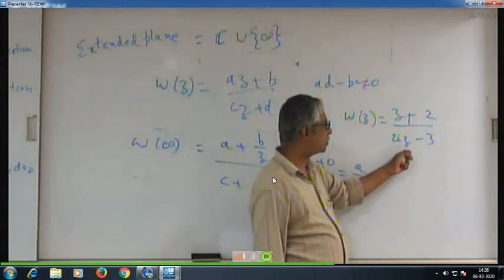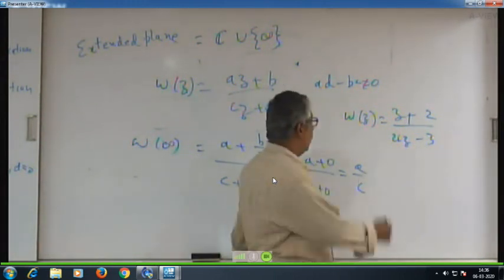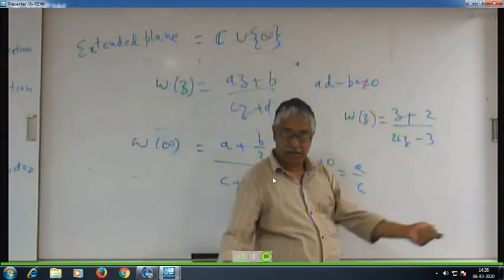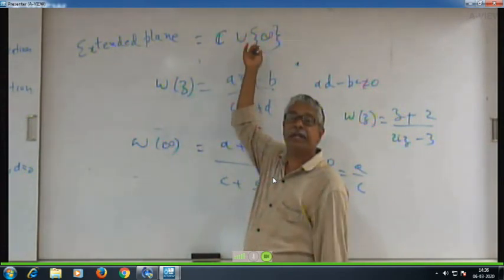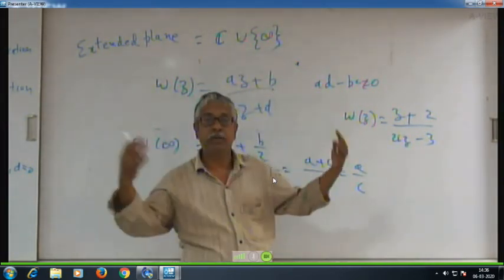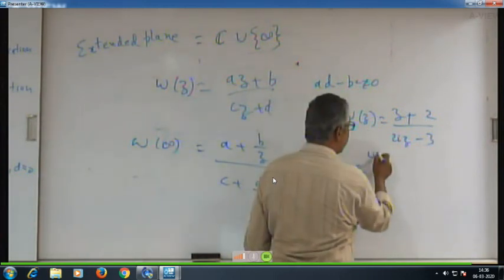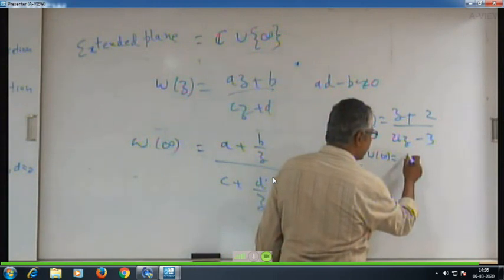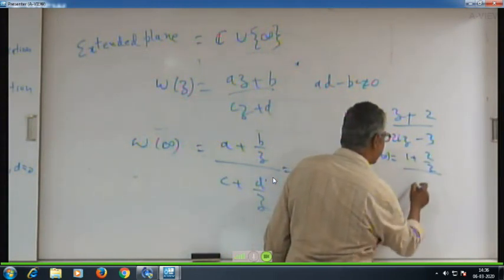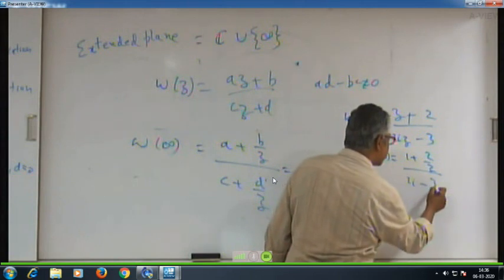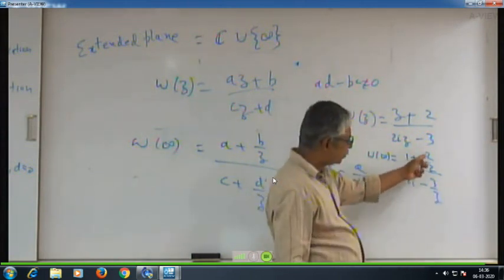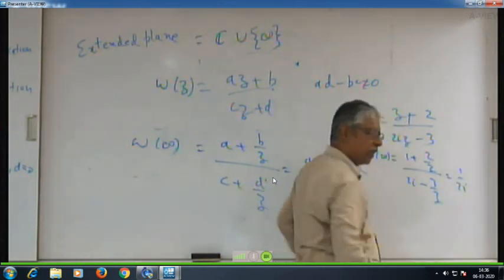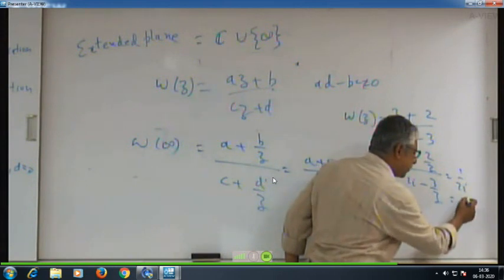In this bilinear transformation, I want to know where infinity goes. This bilinear transformation takes various complex numbers to various complex numbers. I want to know where infinity goes also, because a bilinear transformation is defined on the whole of the extended plane. So w of infinity, I divide both numerator and denominator by z. I will get (1 plus 2 by z) divided by (2i minus 3 by z). Z is infinity, so 2 by infinity is 0, 3 by infinity is 0. So this is equal to 1 by 2i. Whatever this number is, multiply and divide by i, you get minus i by 2.